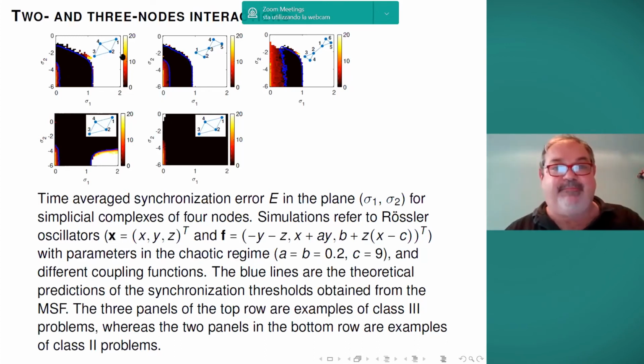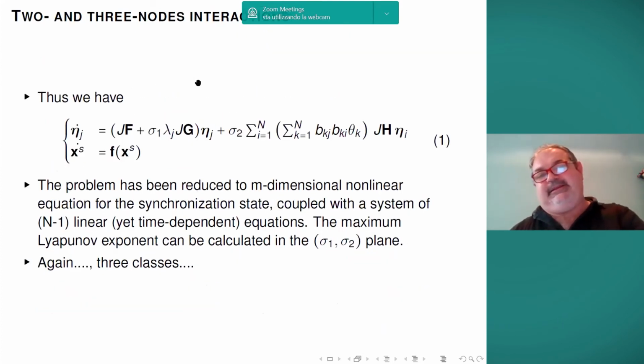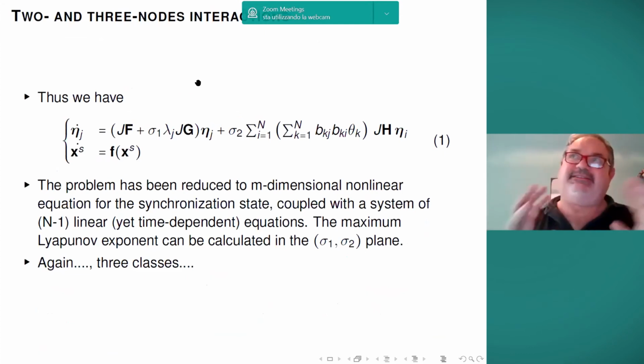Here are a few examples of simplicial complexes. Here, for example, you have 2 triangles and a link, in which we implement the Rössler oscillator, and we have shown that indeed the synchronization error is 0, so you have black here in the plane, exactly on the limit where the master stability function passes from positive to negative. Now this, you see, is a problem because you cannot factorize and put everything together in a single function. You have to consider that this is a coupled system.